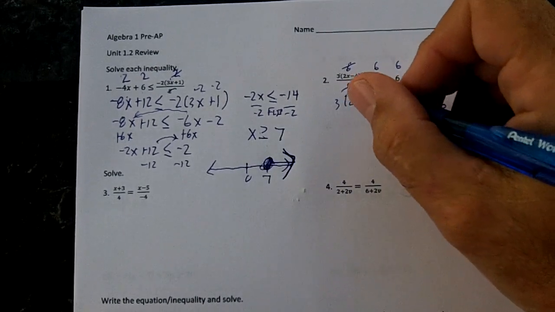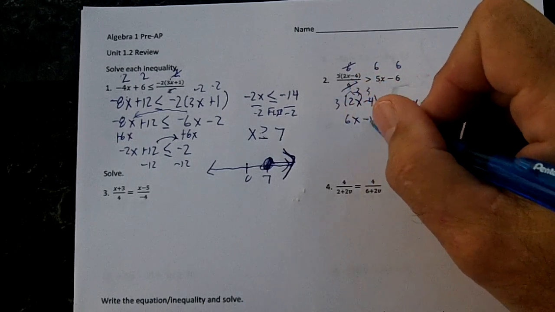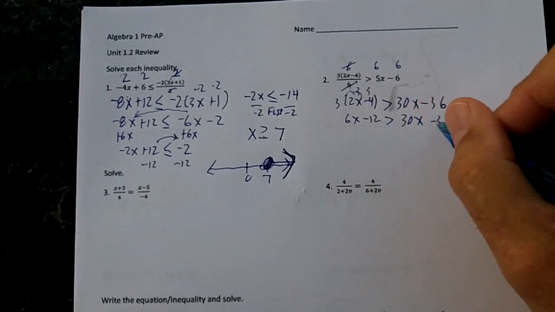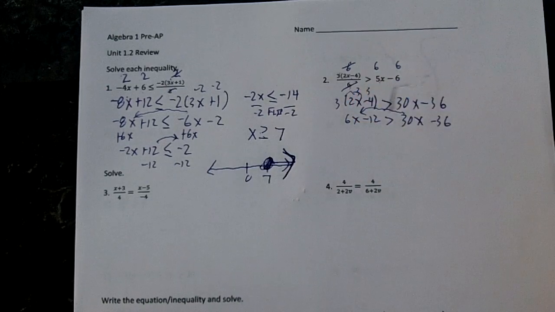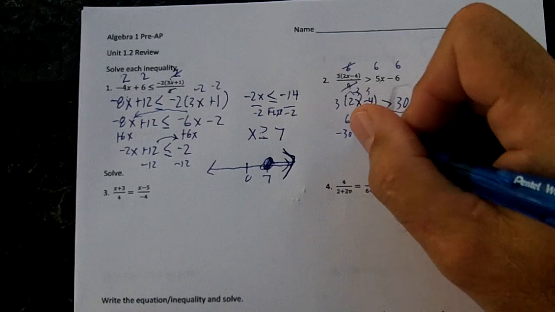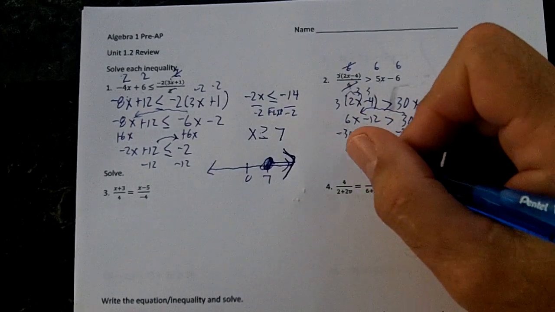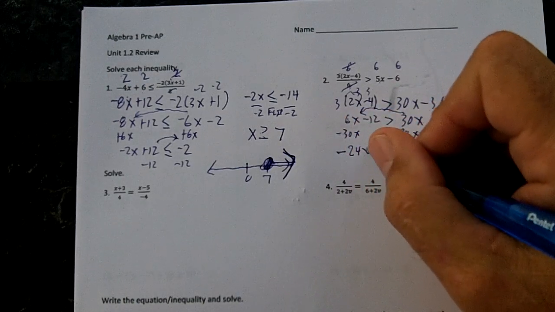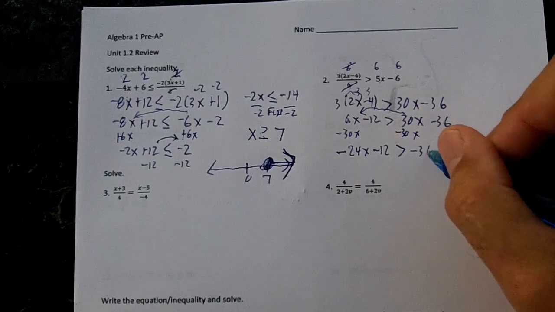Now then, I'm going to distribute the 3 to the 2 and the 4. So I'm going to have 2x minus 12 greater than 30x minus 36. When you have an inequality, you want to move the letters to the left. So I'm going to move that letter to the left. Negative 30x, negative 30x. 6 minus 30, 30 is larger, so I'm going to get a negative. More negatives than positives, I should say. So it's negative 24x minus 12 greater than negative 36.